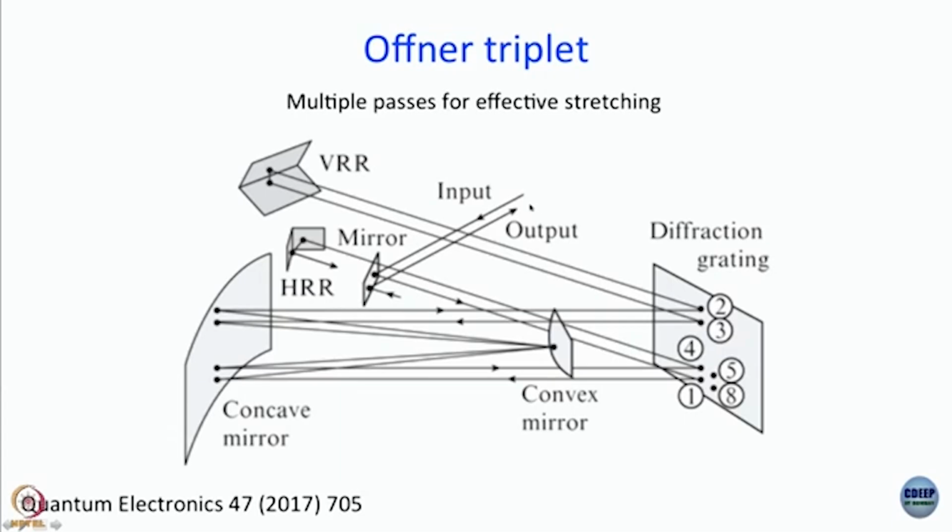Here, unlike the other geometries, this looks like a more complicated arrangement, right? Because first of all, you have a plane mirror, then you have a grating. After the grating, you have a concave mirror, followed by a convex mirror, followed by this HRR. Does anybody know what HRR could mean? Well, there is a VRR. So, H and V would mean horizontal and vertical respectively.